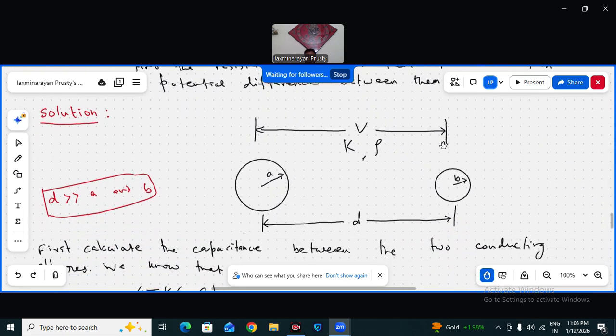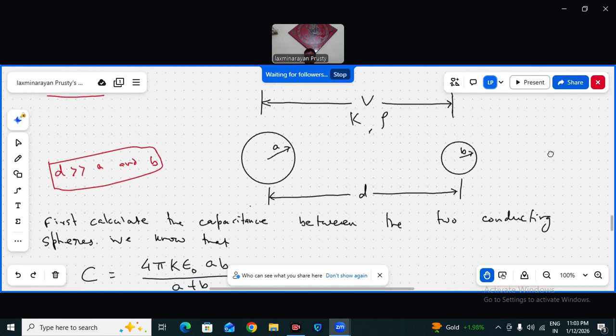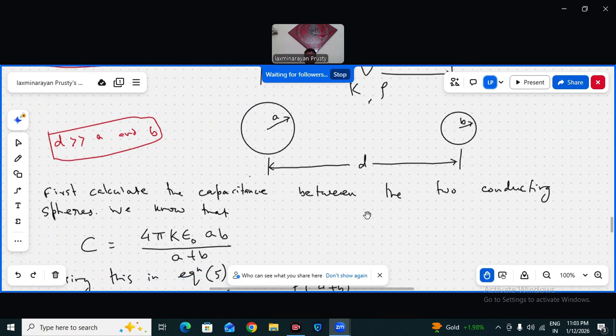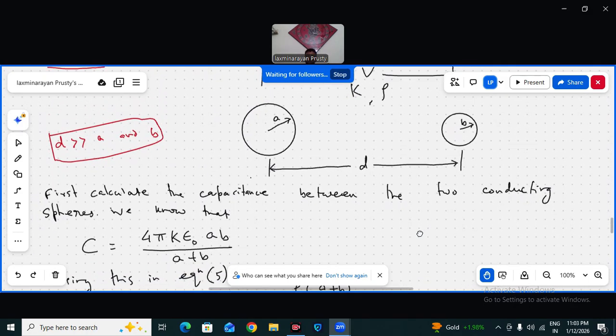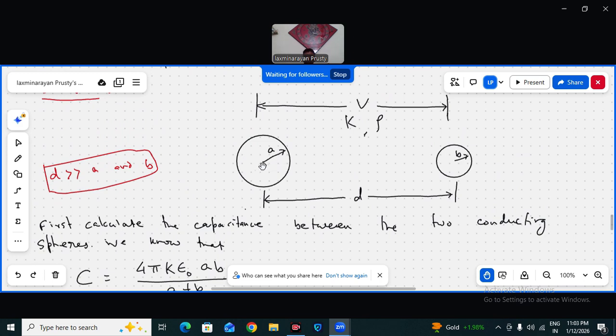So I maintain potential V between them. Some current will flow between them, the same poorly conducting medium. So what is that resistance between A and B? First we will calculate the capacitance between the two conducting spheres. We know that from the basics of capacitance, between two conducting spheres separated by a large distance, the capacitance is 4 pi epsilon 0 AB by A plus B.